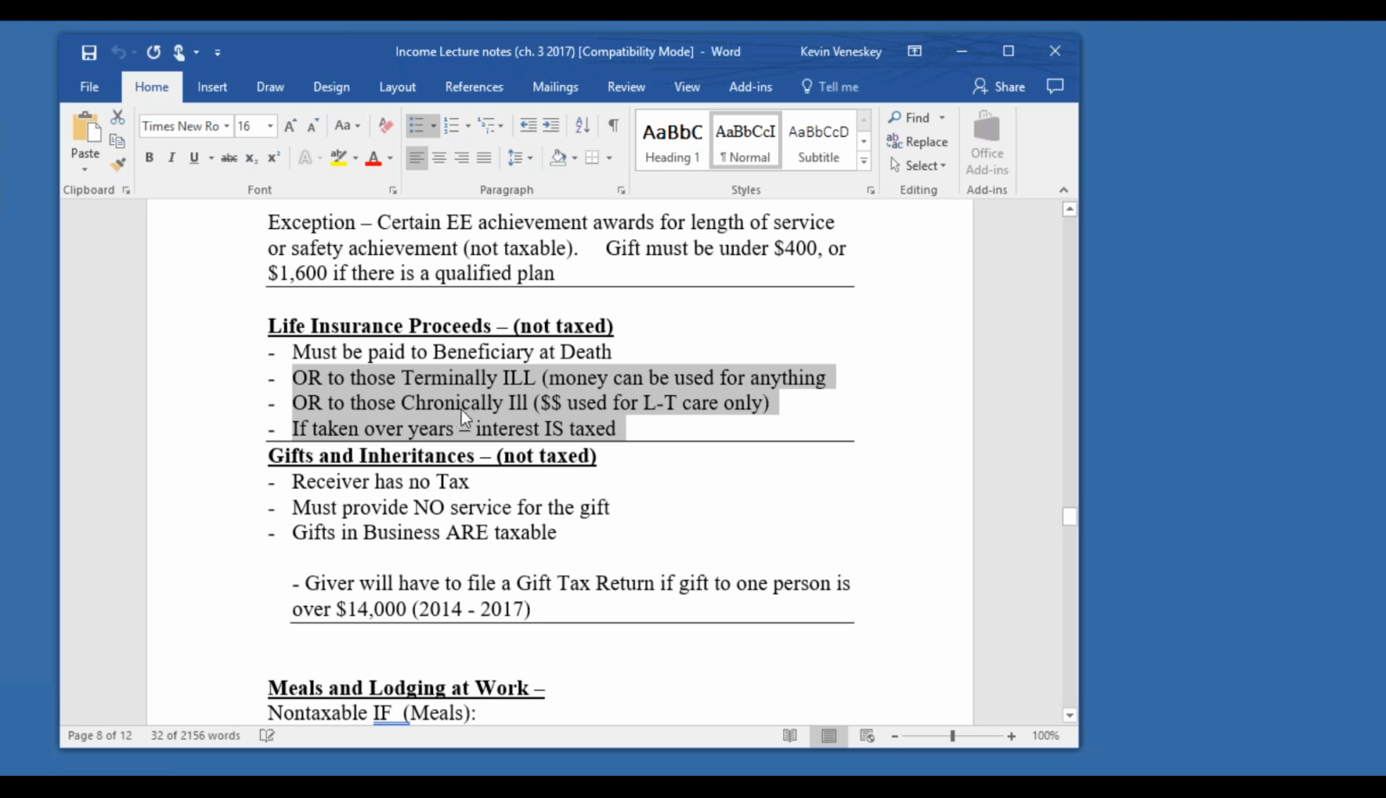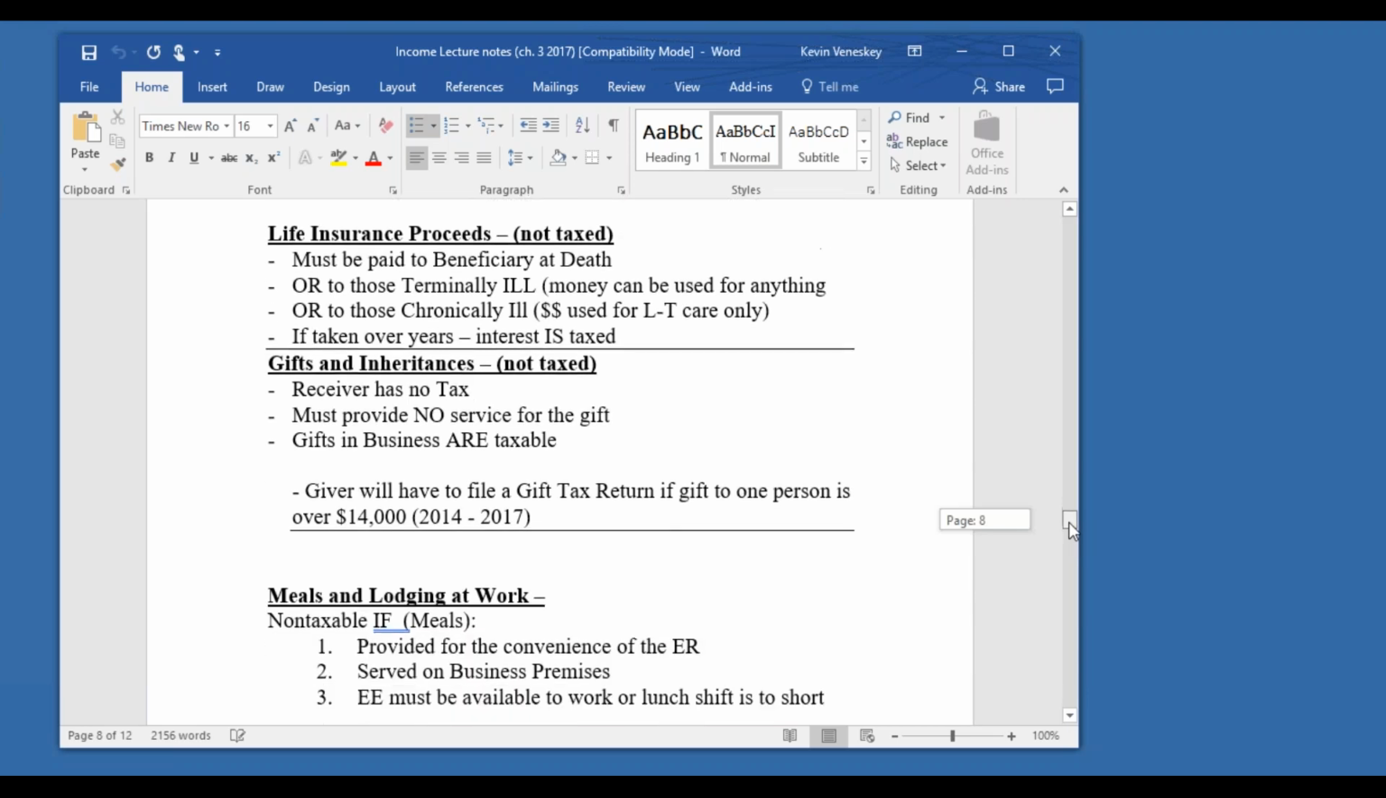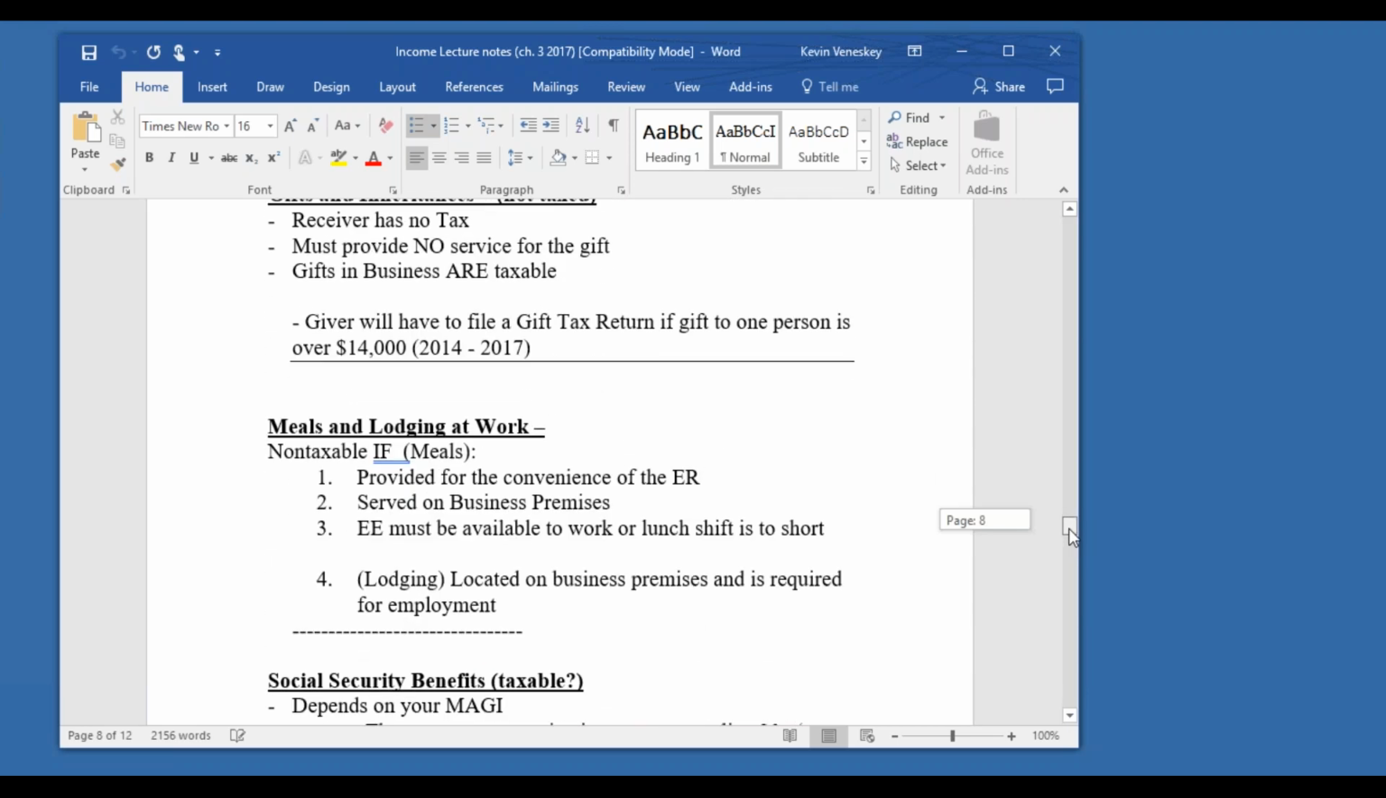If you're chronically ill, it means you're not going to die within 2 years. You're just going to always have this illness and you're going to need money to pay for it. You can withdraw life insurance proceeds, but you're only not taxed if those proceeds went to long-term care. Gifts and inheritances, I talked about that, the $14,000 rule. The key words here are that they must be truly a gift and no services or anything business related is attached.